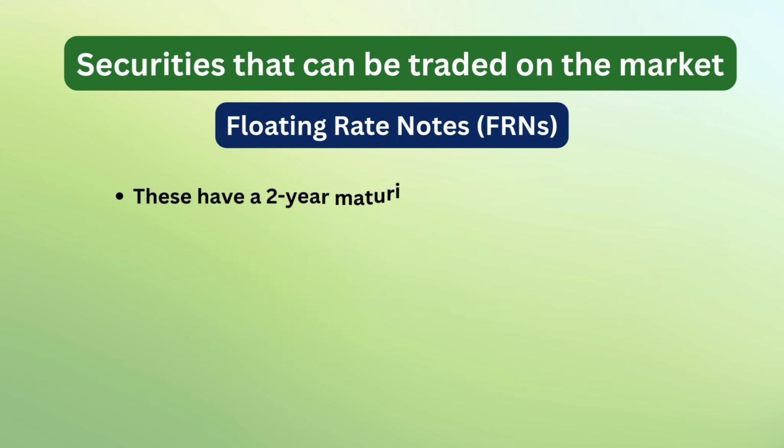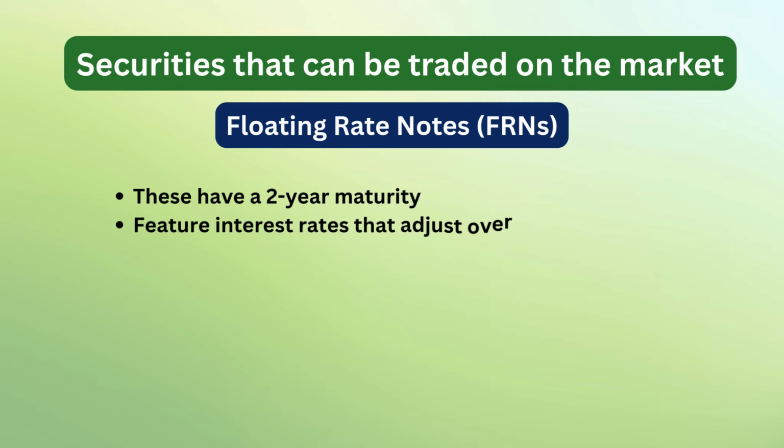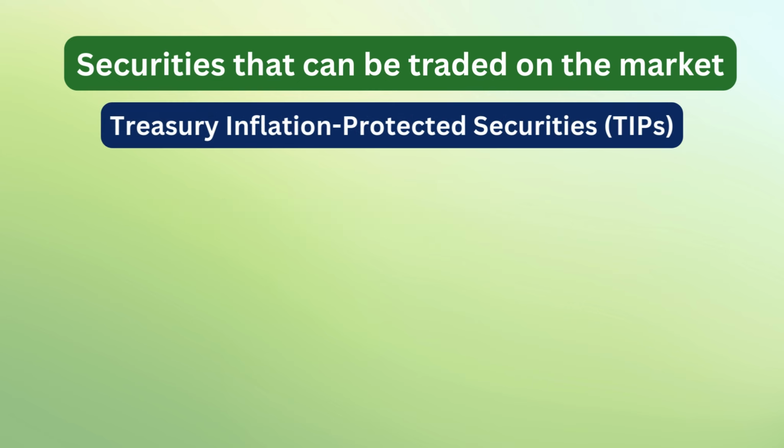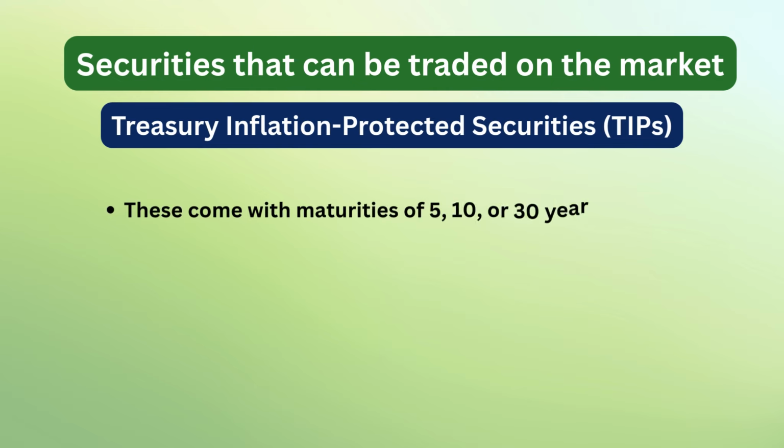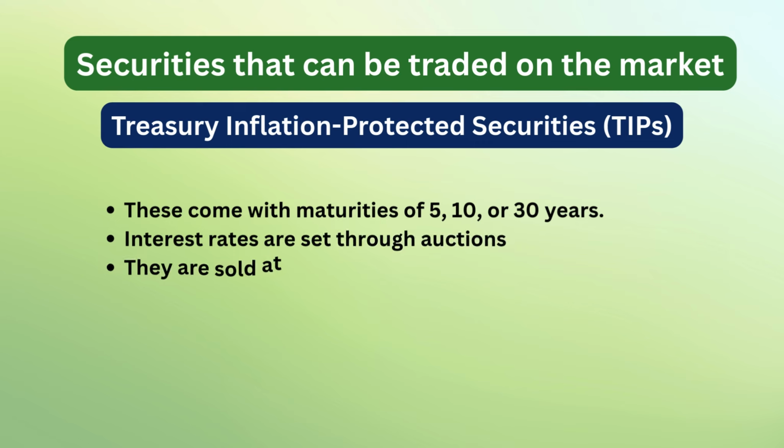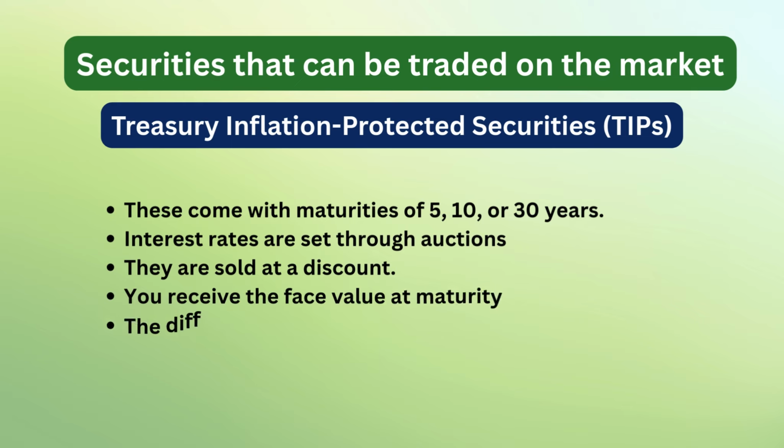These have a 2-year maturity and future interest rates that adjust over time. Treasury inflation-protected securities, TIPS. These come with maturities of 5, 10, or 30 years. Interest rates are set through auctions, and they are sold at a discount. You receive the face value at maturity, and the difference is your profit. That concludes the overview of these securities.